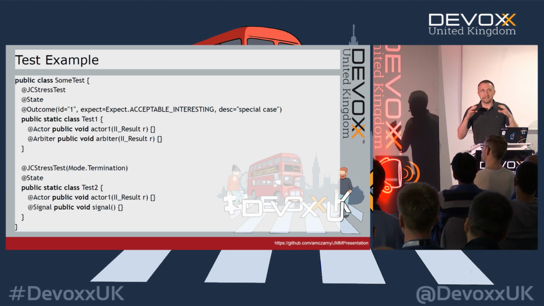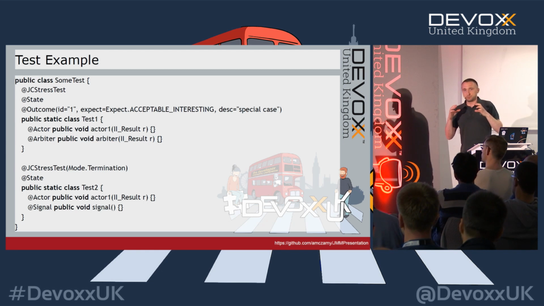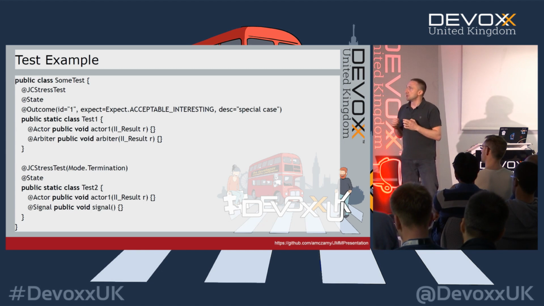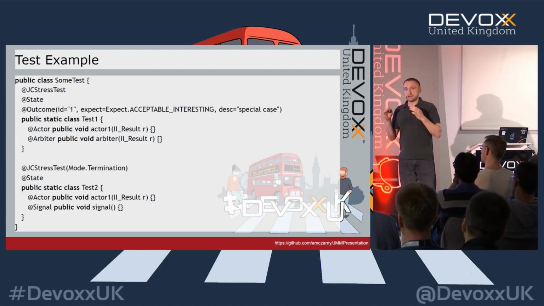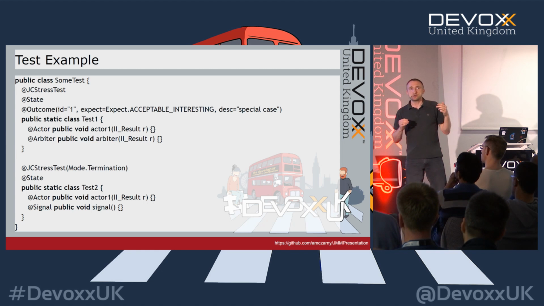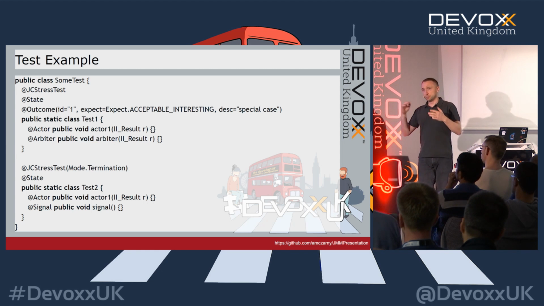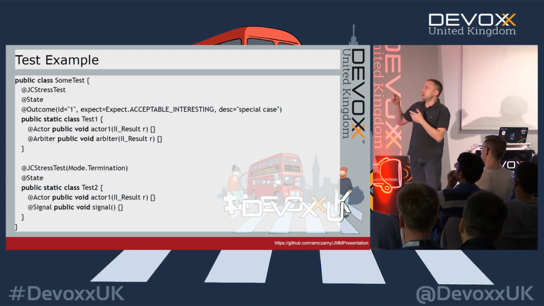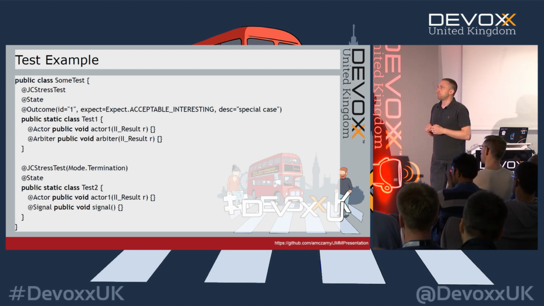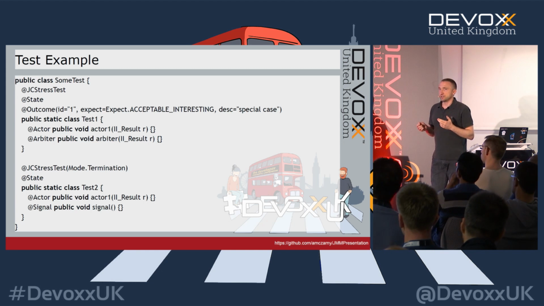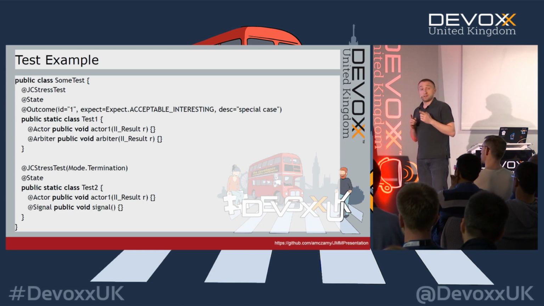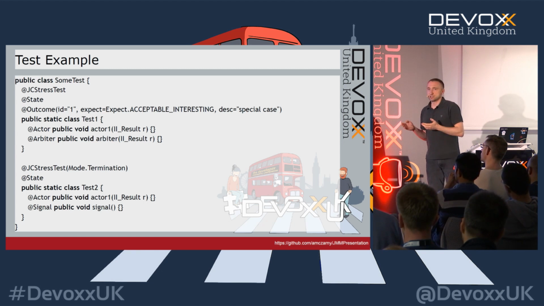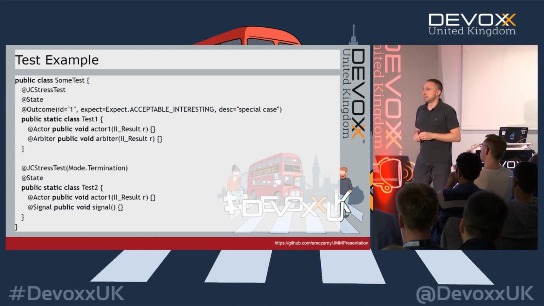Inside the test class, you can include multiple methods, and you can have a number of annotations on those methods. If you put an actor on a method, it's an entry point for a thread, and you can have multiple actors. It means that multiple threads will execute those methods at the same time. If you add an arbiter, you can have only one arbiter method, and that method will be executed after all threads have finished, so you can collect some results.